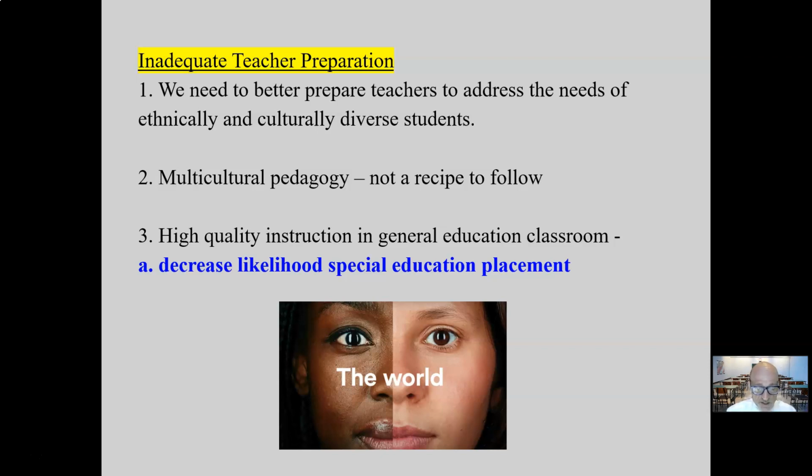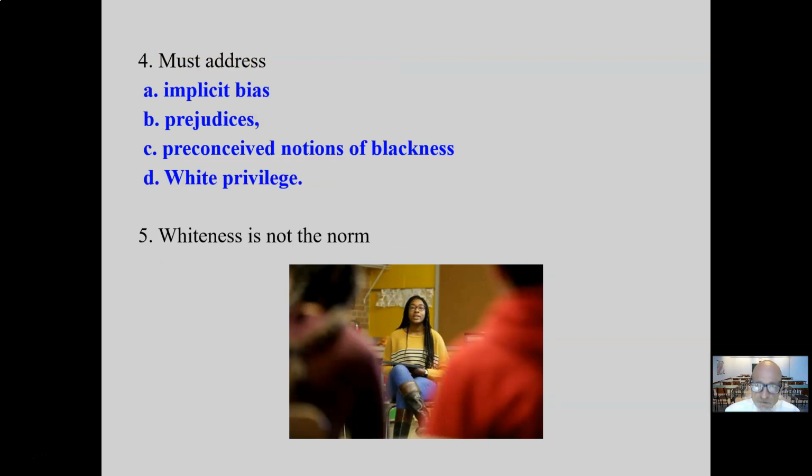It starts with an understanding of what racism is and white privilege. You understand the principles of critical race theory. You understand this. Then you are better able to create the conditions to teach from a multicultural perspective. If we had high quality instruction in the general education classroom, this would decrease the likelihood of special education placement.